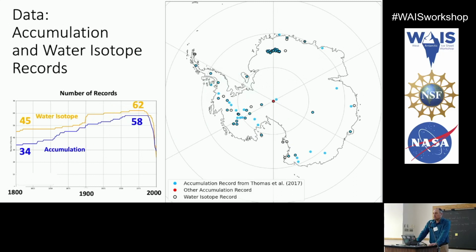So what are our data sets? We are using annually resolved accumulation and water isotope records from around Antarctica. This map on the right is showing in light blue everything that was in the Thomas et al. compilation. We've also added in the water isotopes from the PAGES 2K series, and then we've added a few other ones around that have become available since that was done. This graph on the left shows the same thing that Peter was talking about, and why we ended around 2000, in that the ice core records just drop off in number.